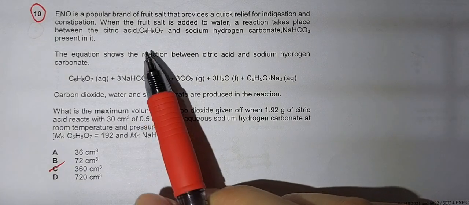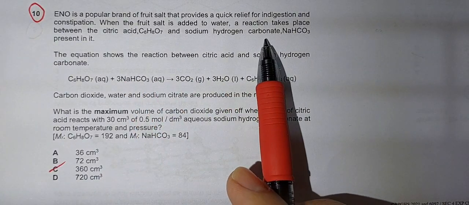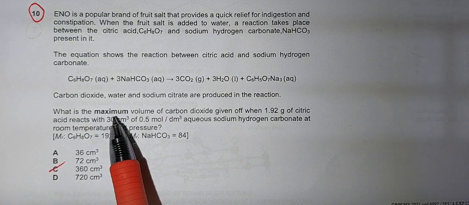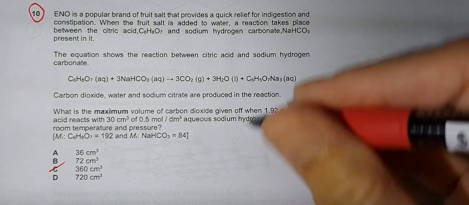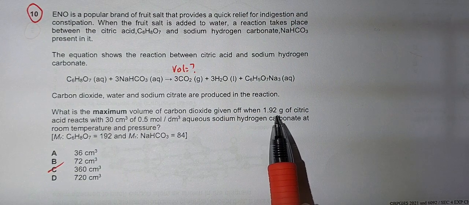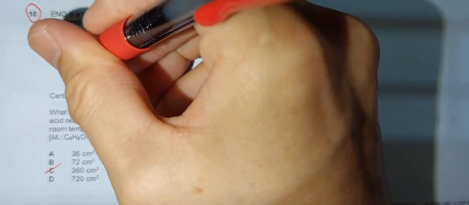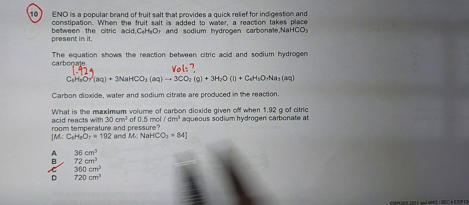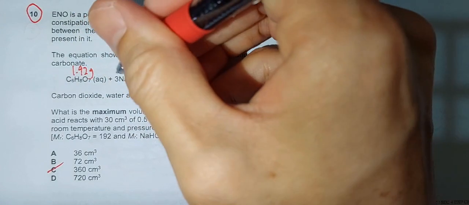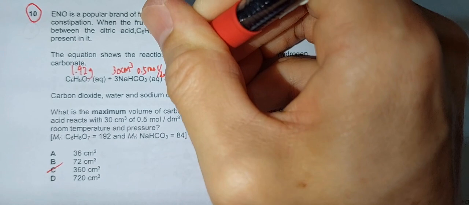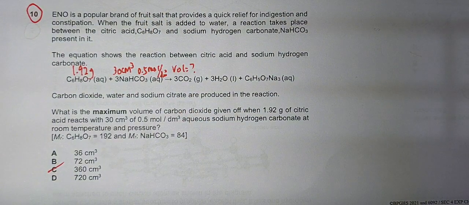Question number 10, this is the reaction between citric acid and sodium hydrogen carbonate. This is a chemical equation, and the question wants the maximum volume of carbon dioxide. So the volume is how much? Given off when 1.92 gram of citric acid reacts with 30 cm cube of 0.5 mole per dm cube sodium hydrogen carbonate. So 30 cm cube, 0.5 mole per dm cube. Okay, so carbon dioxide is the product.